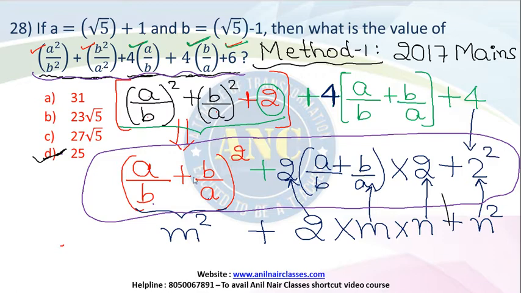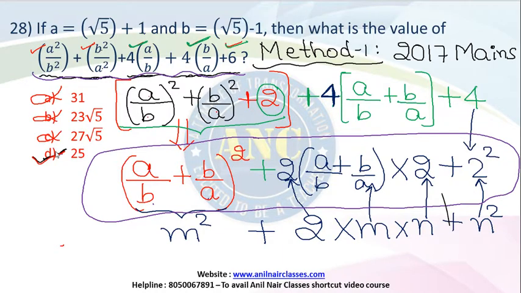See the answer options. First option is 31, not a perfect square. 23 root 5 and 27 root 5 are definitely not perfect squares because they are irrational numbers. The only option which is a perfect square is 25. Sir, what if I have another option which is a perfect square? Suppose option E is 49.